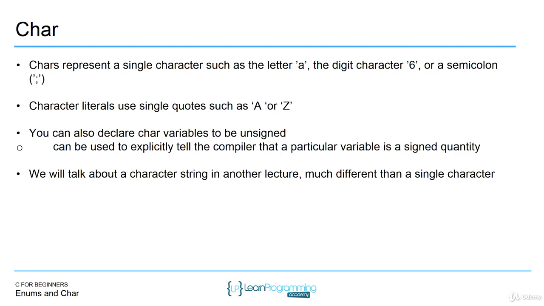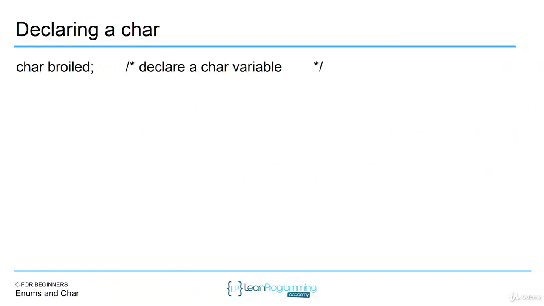A character data type is just a single character inside single quotes. We have a whole other section where we're going to talk about strings. This would be a sequence of characters, a number of characters. So don't get character or char confused with character string or string. If you want to declare a character and use it, you can simply specify the data type char and then the identifier. So in this example, we have char broiled.